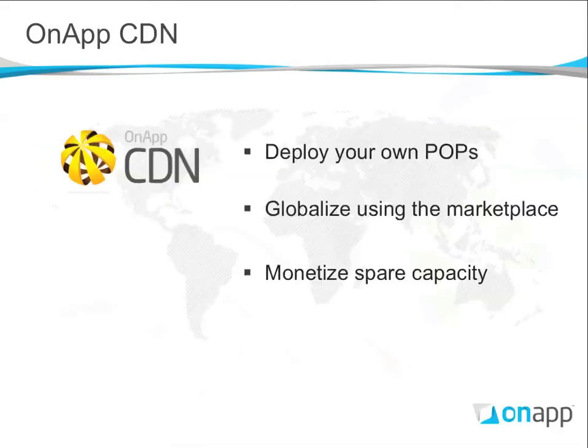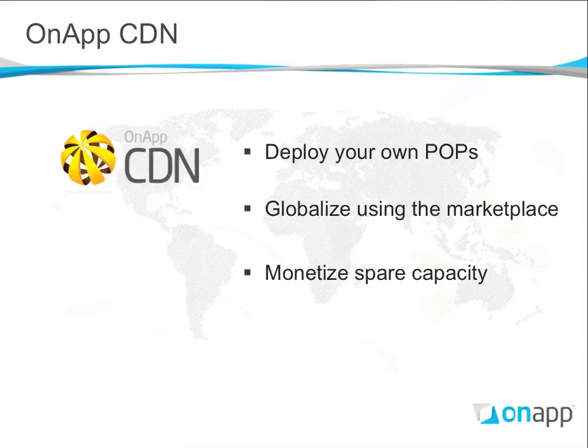To go on to the next slide, we also provide OnApp CDN. This is a relatively new offering from OnApp that allows you to use your own infrastructure as a service provider to deploy your own CDN points of presence, and then to globalize your CDN by buying capacity from a marketplace. It then allows you to monetize the spare capacity that you have within your own data center by contributing that spare capacity to the OnApp CDN marketplace, so other service providers can take advantage of it.